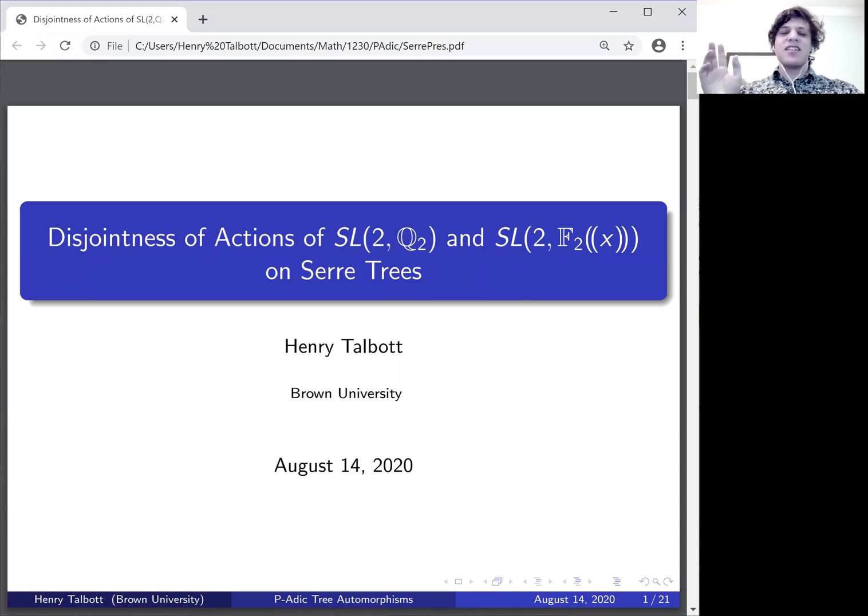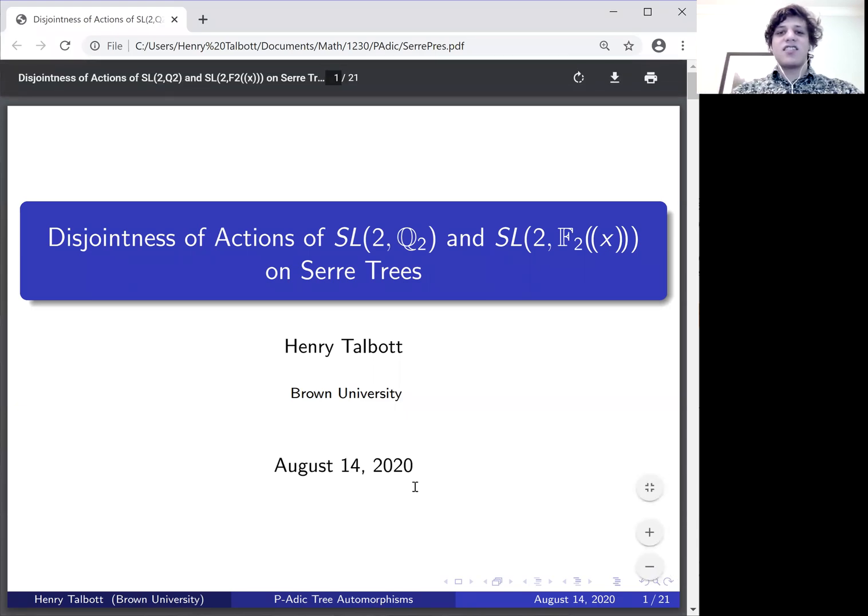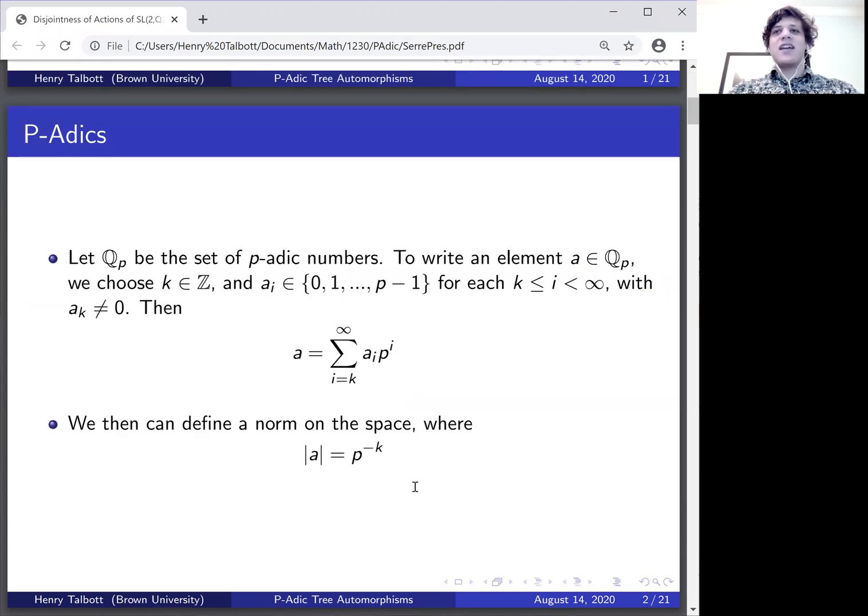Hi, I'm Henry, and I'll be presenting on disjointness of linear actions on Serre trees. To start off, I'll need to introduce the p-adic numbers.